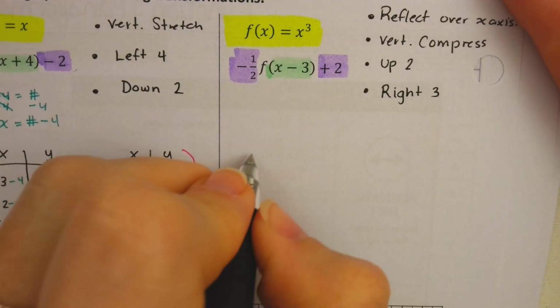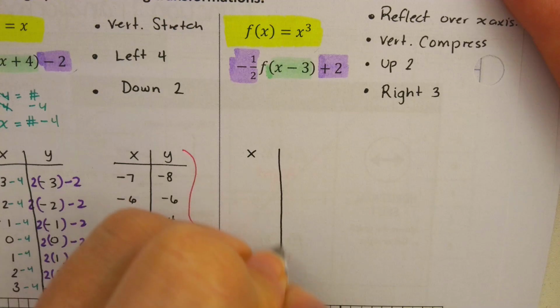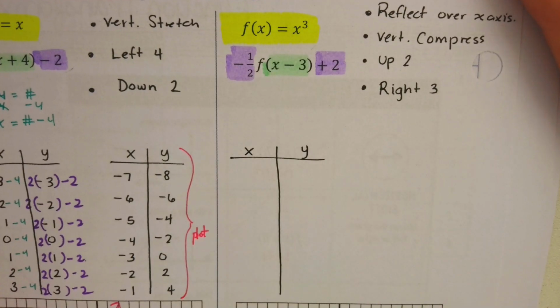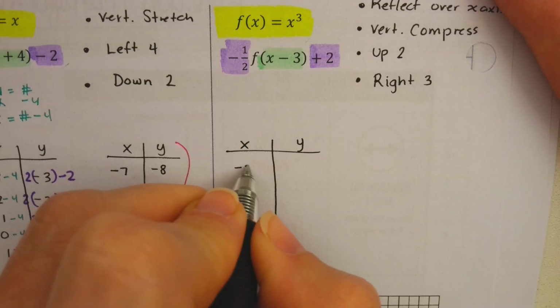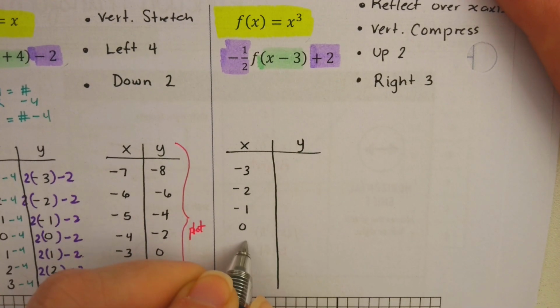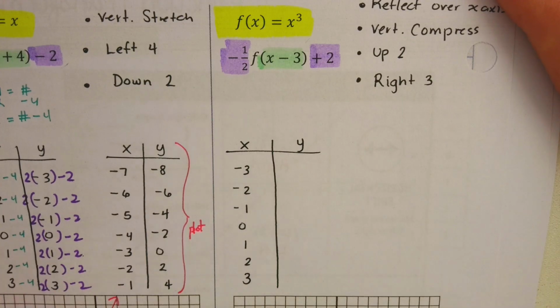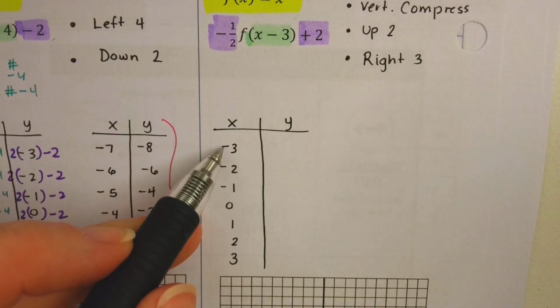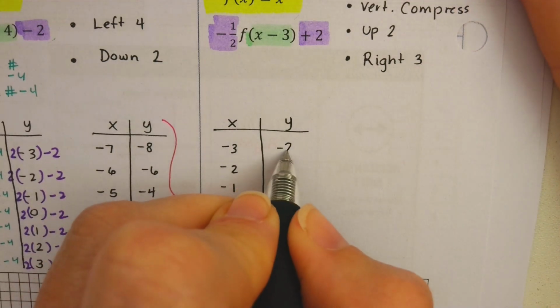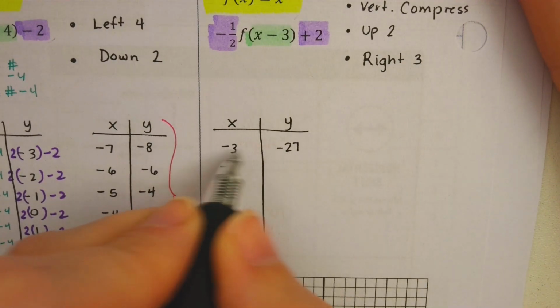Excellent. Again, when you're making your table, to find the y's, you just cube whatever you wrote for your x's. Negative 3, I'm going boring on this one. Negative 2, negative 1, 0, 1, 2, 3. What is negative 3 to the third power? Negative 3 times negative 3 times negative 3. Negative 27. When you cube things that are negative, they're still going to be negative.